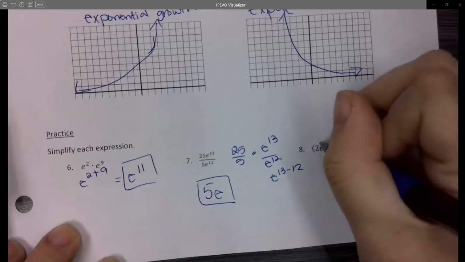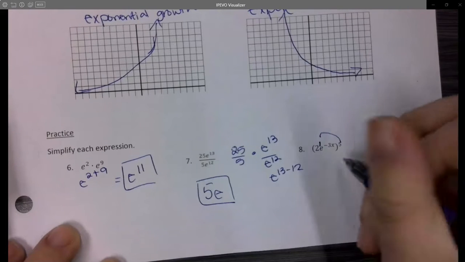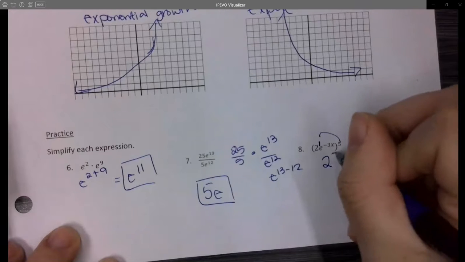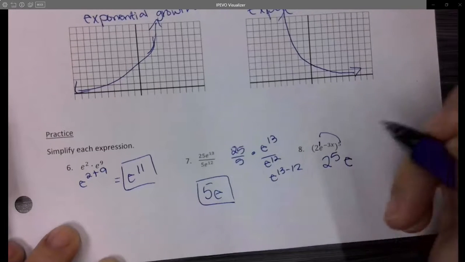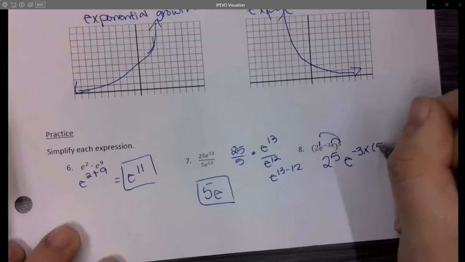Then on number 8, I have a secret exponent of 1 on the 2, and I want to distribute. 5 times 1 gives me 2 to the 5th. And then over here, I'm going to have e to the negative 3x times 5.